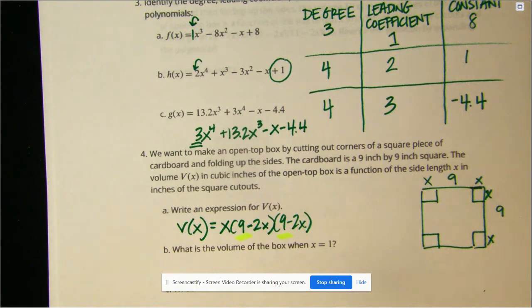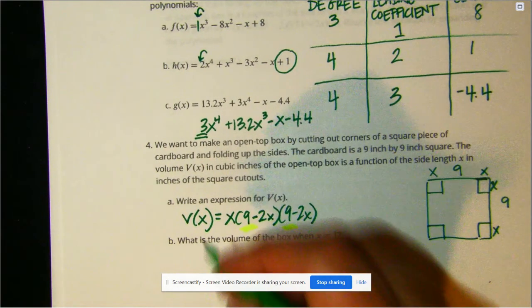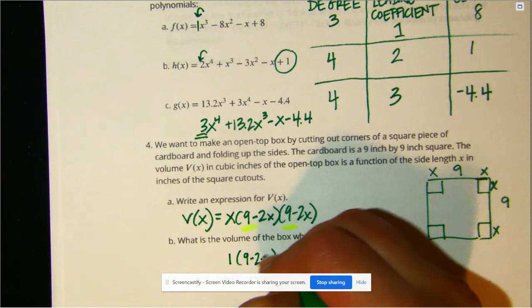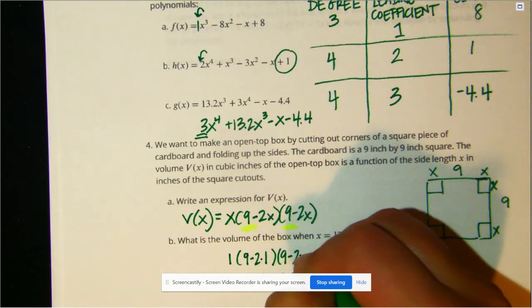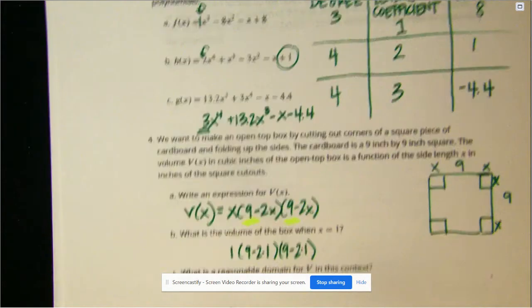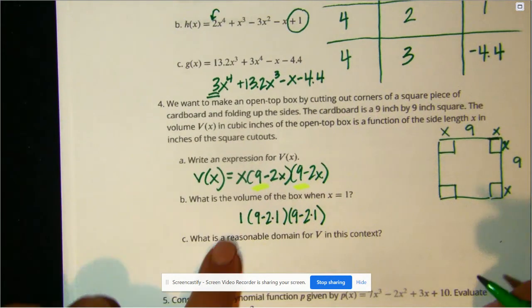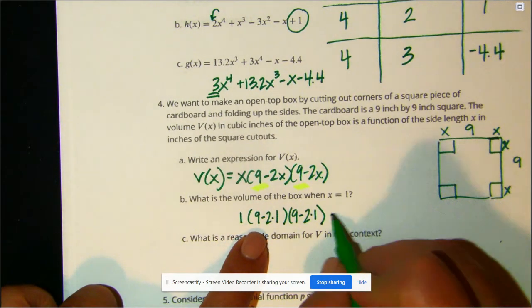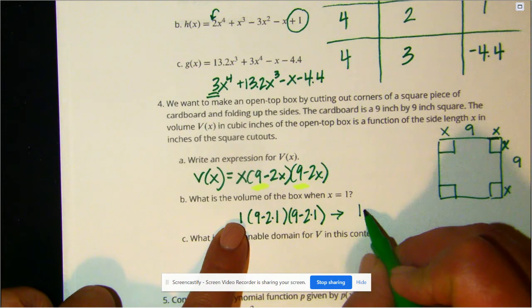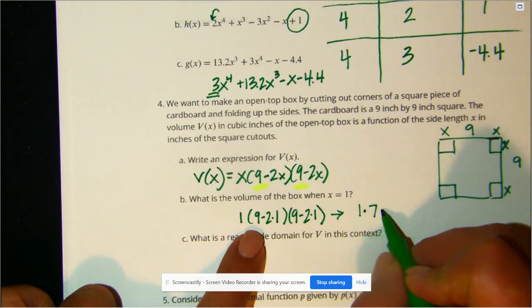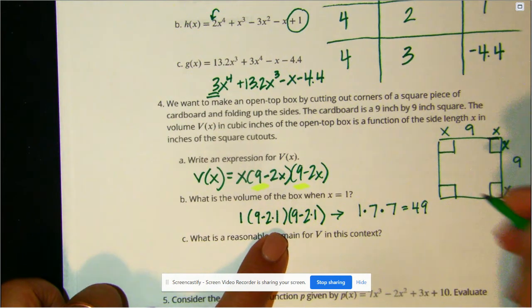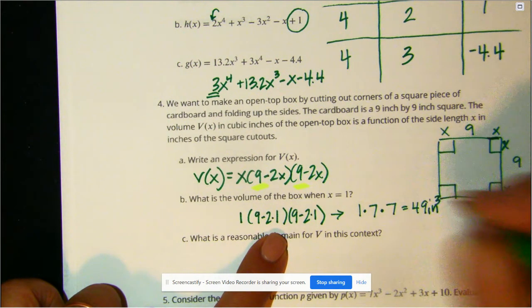What is the volume of the box when x is 1? Let's put a 1 in. 1 times 9 minus 2 times 1 times 9 minus 2 times 1. I know some of you don't have to write it all out, but I'm gonna. 9 minus 2, that makes a 7. So this is 1 times 7 times 7, which is 49 cubic inches.